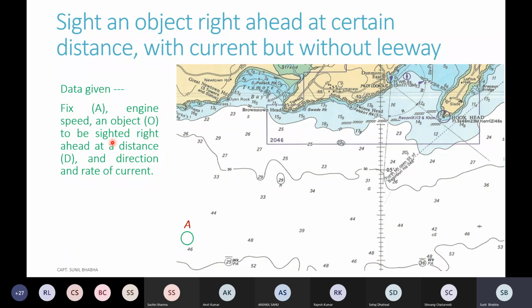So let's try to plot this information onto the chart. We have the chart on our screen. Let's first plot our initial position. You can see the initial position marked by this green circle. Let's name it A. This is our initial position. Let's identify the object which we are required to keep right ahead. In this particular example, we are assuming that this Hook Head lighthouse is to be sighted right ahead at the given distance. So let's name the object as O.